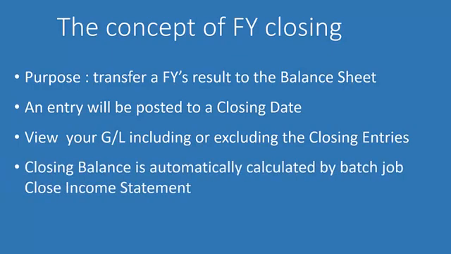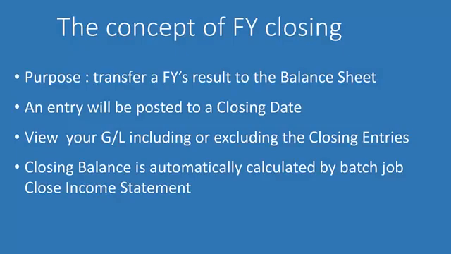There is an easy-to-use batch job that processes every account on the income statement and will cancel out their respective balances. The year closing entries will be placed in a general journal. You can verify the result and post it.